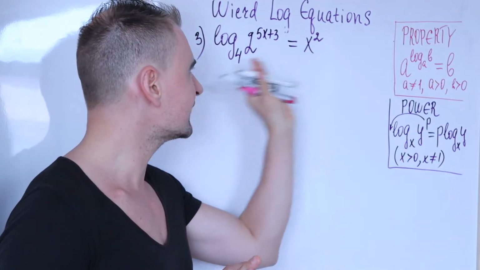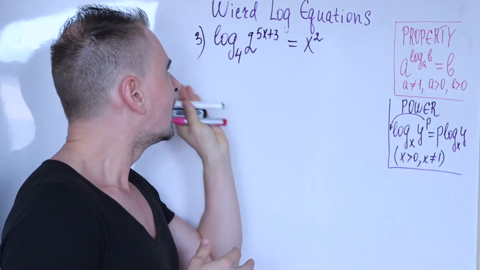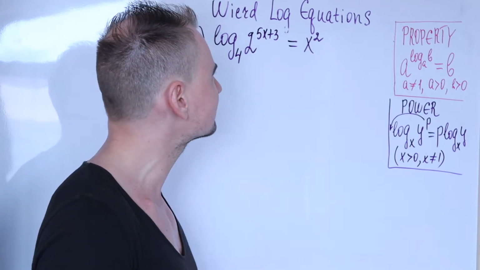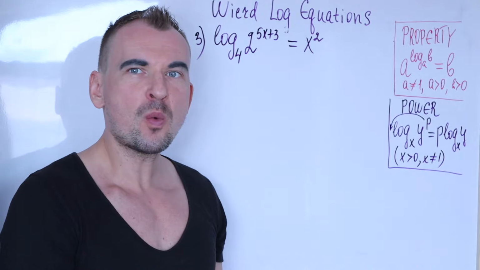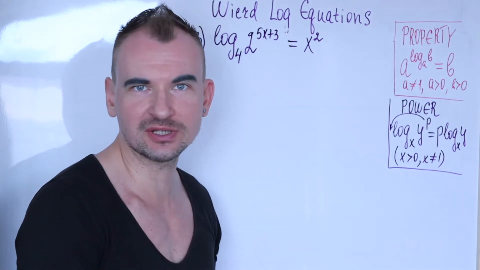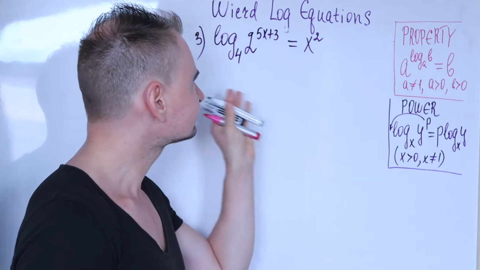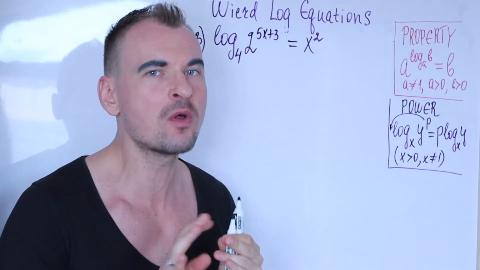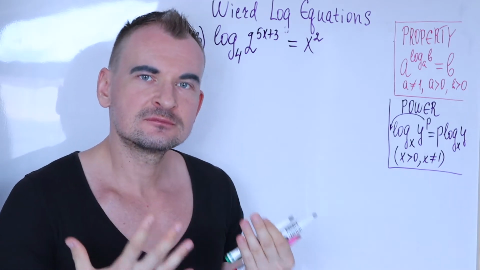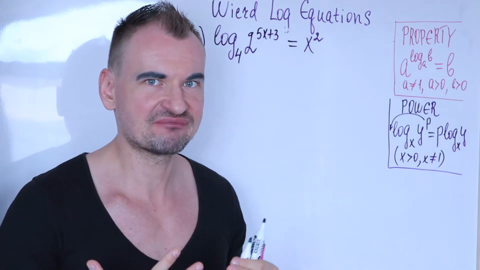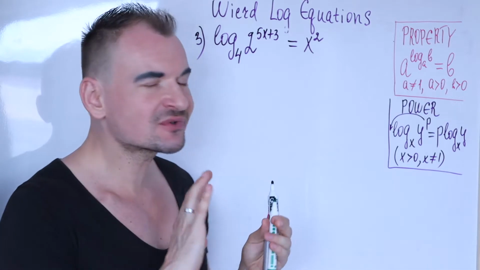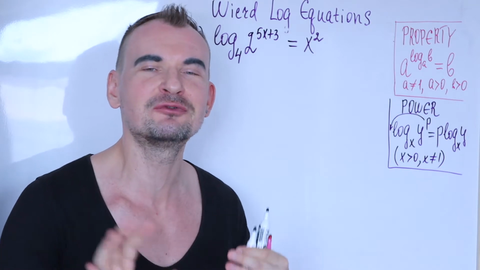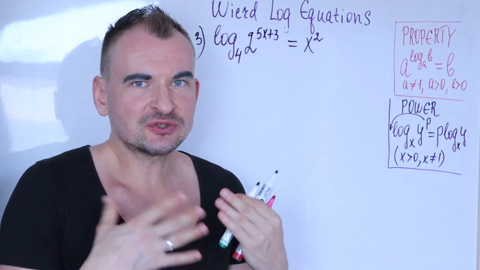Alright, the last type, in case it comes up: log to the base 4 of 2 raised to the 5x plus 3 equals x squared. Well, it looks shocking, I know. Anyway, try to simplify. Keep in mind all properties of logs and all properties of indices. They might come in handy. And first of all, as a pro tip, try to somehow get rid of logs.